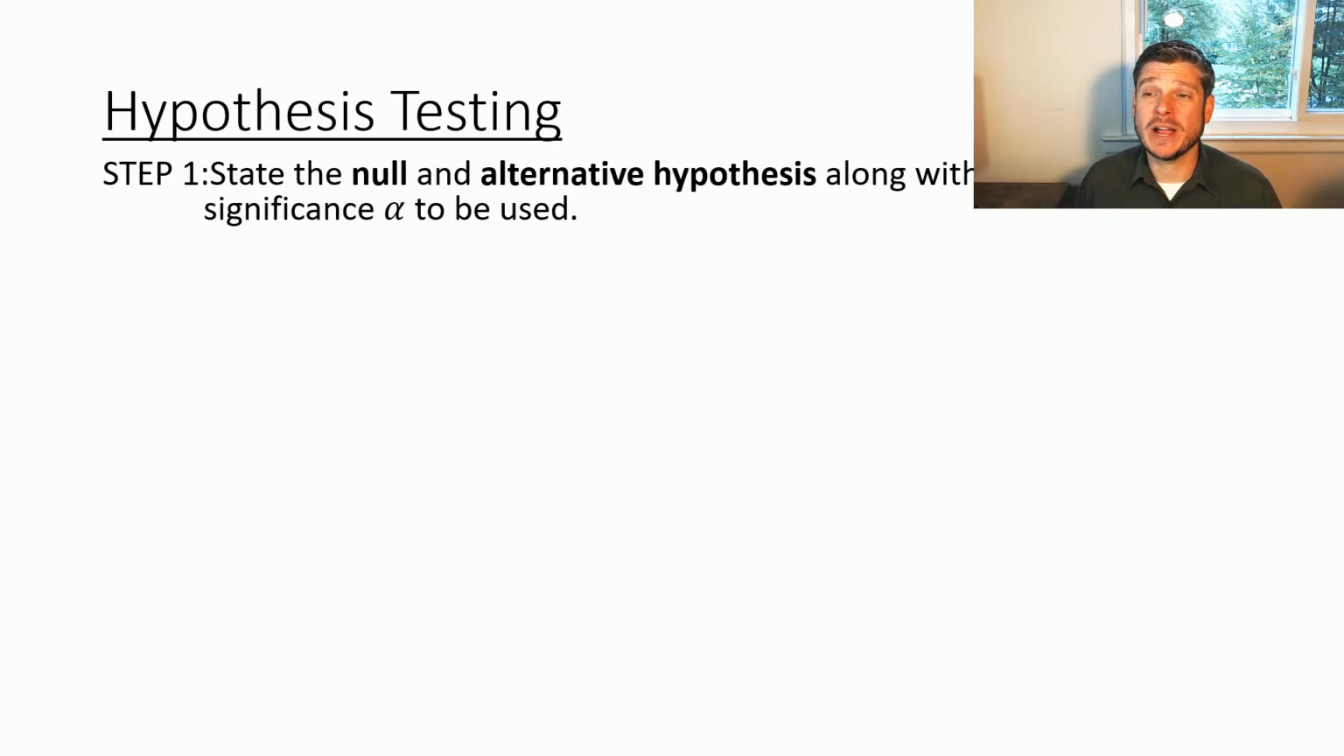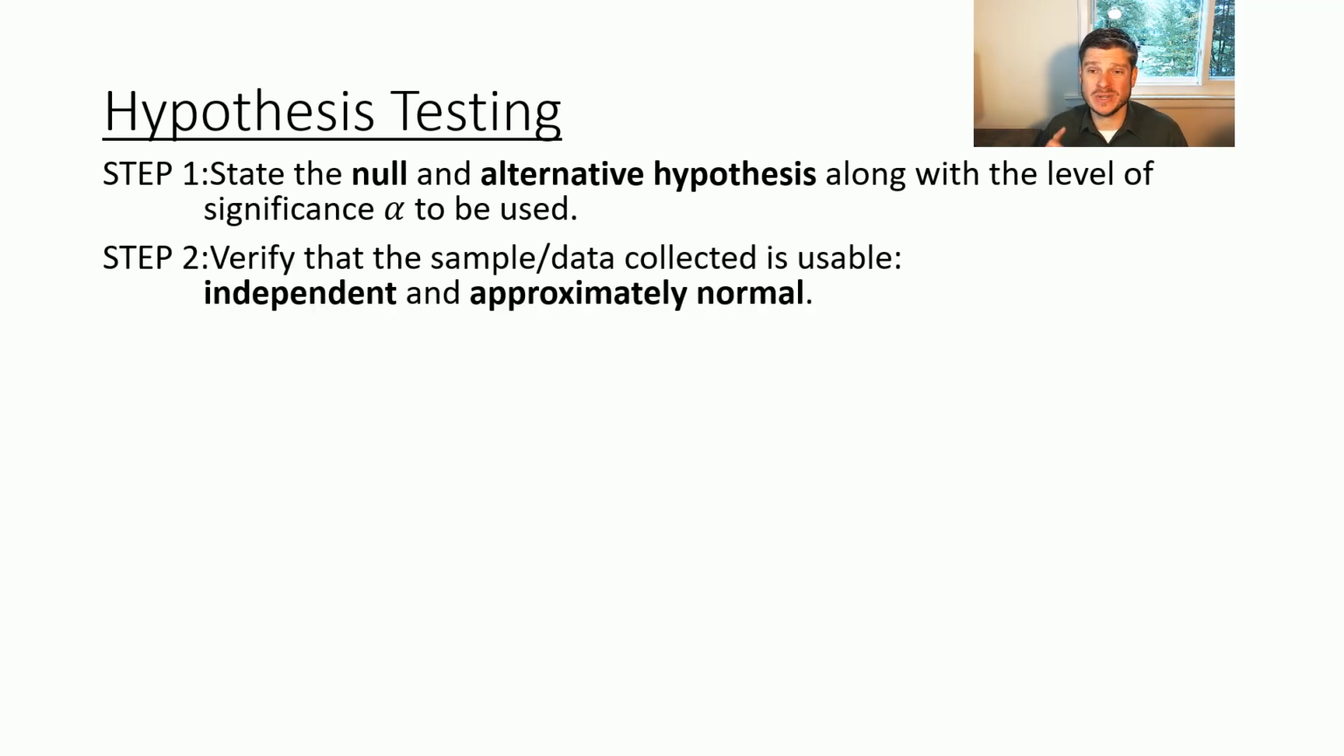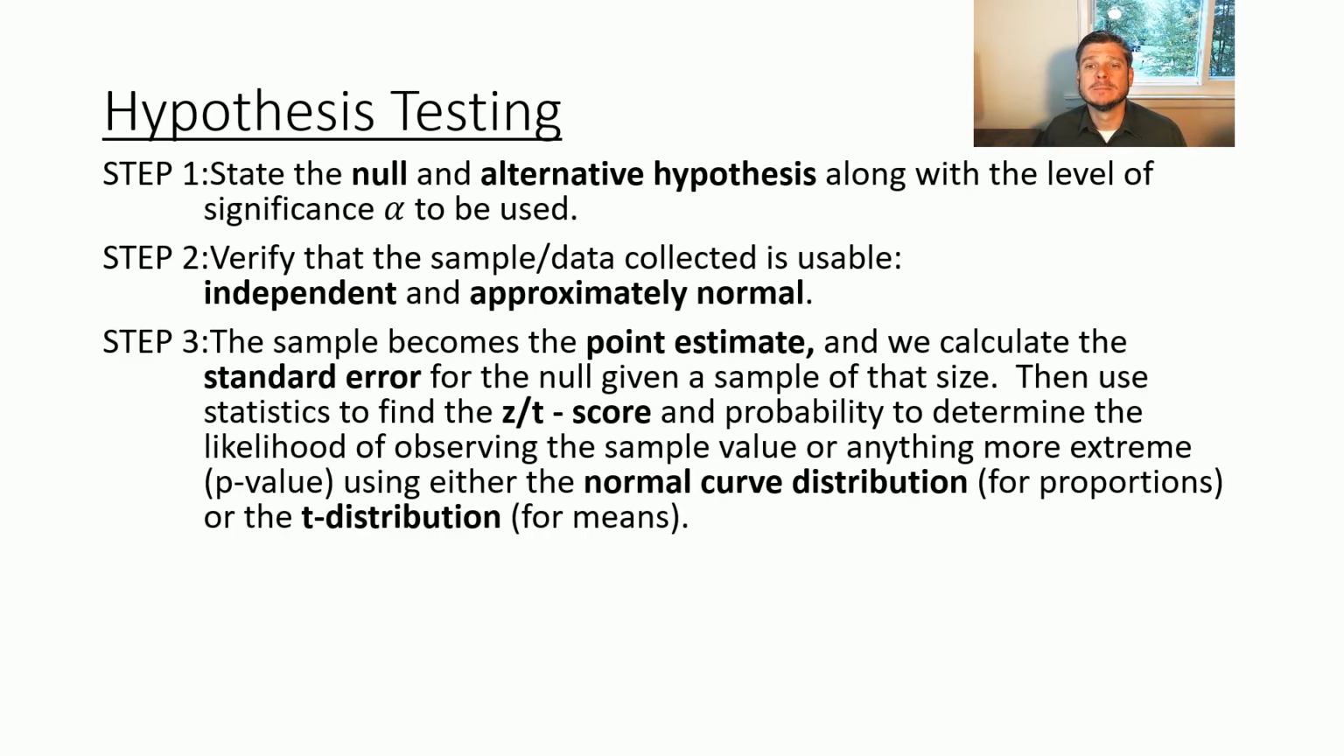So, the way hypothesis testing works, step 1, we need to state our null hypothesis and the alternative hypothesis along with our level of significance. Again, this is setting up the entire test before we even collect any data. Then step 2 is to actually collect that data. And of course, we also need to verify that data is going to be independent and approximately normal in the same exact way we did for confidence intervals.